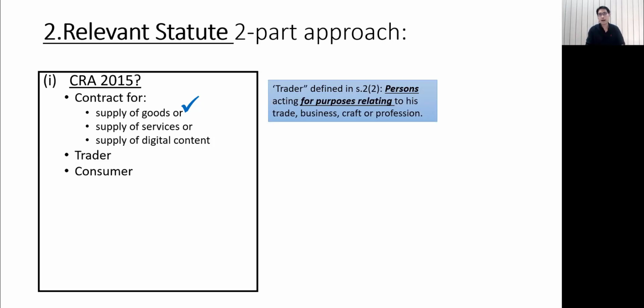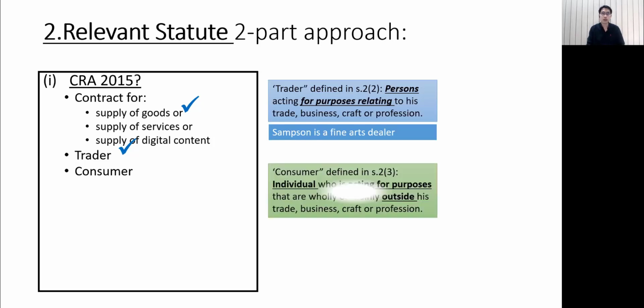To apply this to the facts, yes, we are told of Samson being a fine art dealer and he's selling a painting. So a fine art dealer selling a painting, would he be acting within his business? Yes, right? So therefore, a trader is made out. Insofar as whether it's Zhang a consumer, right? So here it's defined also for us in statute, it's in 2 sub 3. And like what I mentioned just now, look at the definition of a consumer. The use of the word is no longer person acting for purposes, but rather an individual acting for purposes.